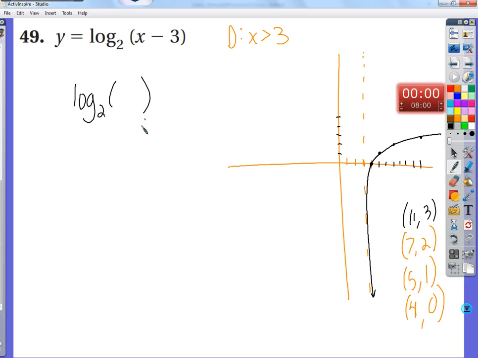Log base 2 of something. So we wanted to come out with -1. What would have to be in here? 2 to the -1 is 1/2. So what would I have to plug in for x to get 1/2? 3 and 1/2. So to put in 3 and a half, there's 3 and a half, comma -1.